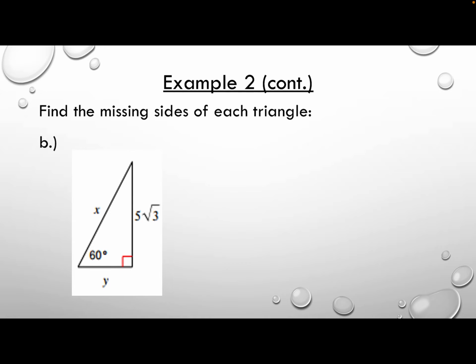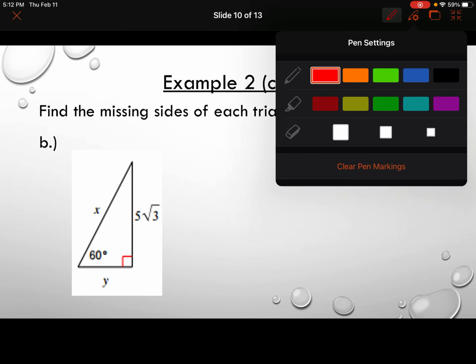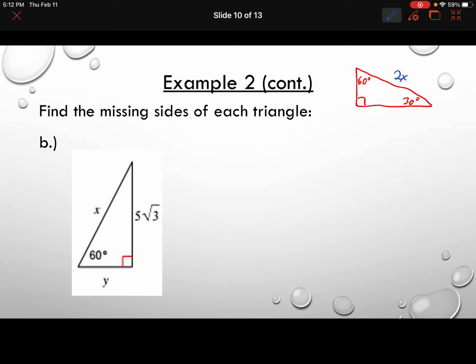Okay, let's do this one. So another 30, 60, 90 triangle. Okay, so once again, we have our 30, 60, 90 triangle. So 60 degrees, 30 degrees. The hypotenuse we always label as 2x. The side adjacent to 60 degrees is x, and then the side adjacent to 30 degrees is x radical 3.